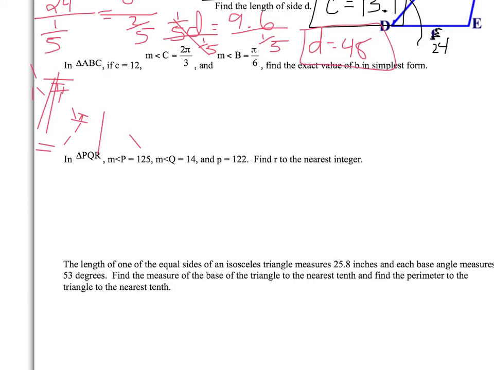Well, two sides, two angles, let's use our law of sines. So it's going to be 12 over sine 2 pi over 3 is equal to B over sine pi over 6. Cross multiply. To solve for B, we divide by sine 2 pi over 3.